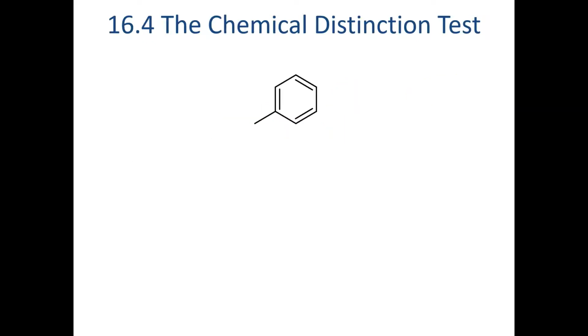We could try to do the same type of chemical distinction test on this toluene. So why don't you go through and try to identify where there are hydrogens on this molecule and what 4 different molecules we could make if we replace the hydrogens with a halogen. I used bromine. I'll use bromine again when I go over this with you.